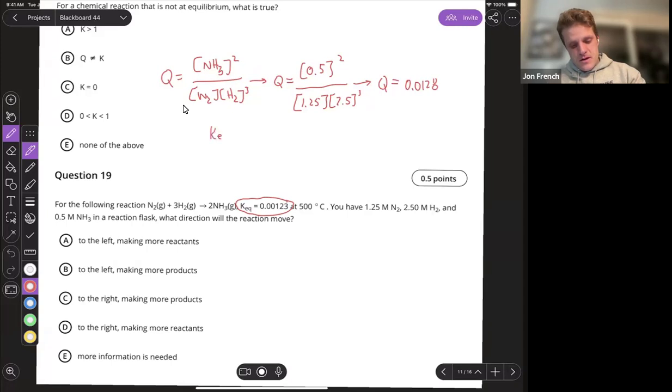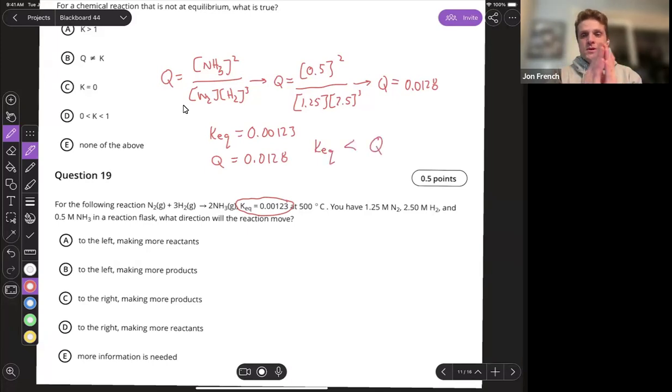If we take a look, KEQ is 0.00123 and Q is 0.0128, right? That tells us that Q is greater than equilibrium. What that means is we went beyond equilibrium. We want to get to equilibrium, right? Equilibrium is where the reaction wants to be. We went beyond that. So the reaction is going to move to the left to get us back to equilibrium, right? We remember in class, we turned that into an arrow to say, okay, the reaction wants to move to the left to get us back to equilibrium.